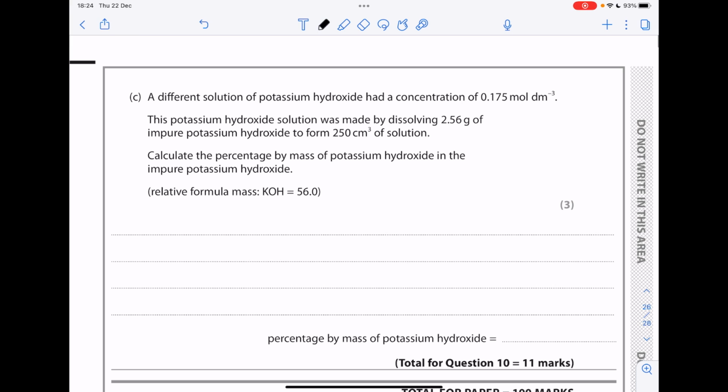A different solution of potassium hydroxide has a concentration of 0.15 moles. This potassium hydroxide solution was made by dissolving 2.56 grams of potassium hydroxide to form 250 centimetres cubed of solution. Calculate the percentage by mass of potassium hydroxide in the impure potassium hydroxide, and there's the Mr. So this is quite hard actually.